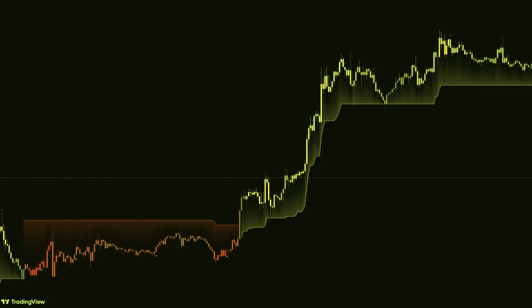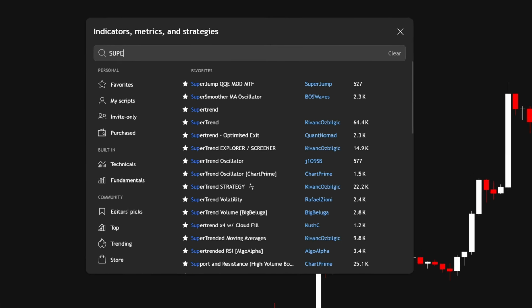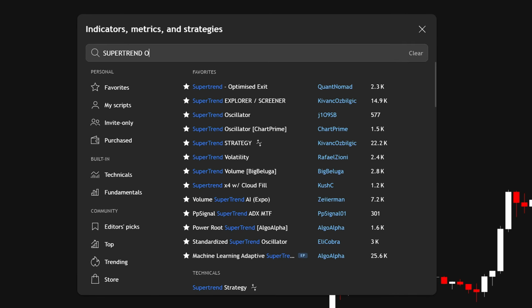Most traders load this indicator, see green, click buy. See red, click sell. And then sit there wondering why a setup that looks perfect on the chart keeps failing in real trades. Because the super trend oscillator is not broken. What's broken? It's how it's used.